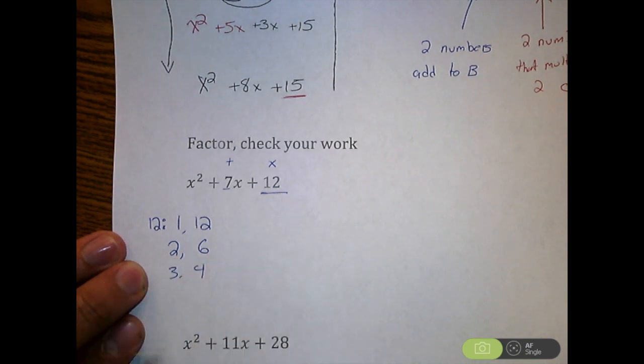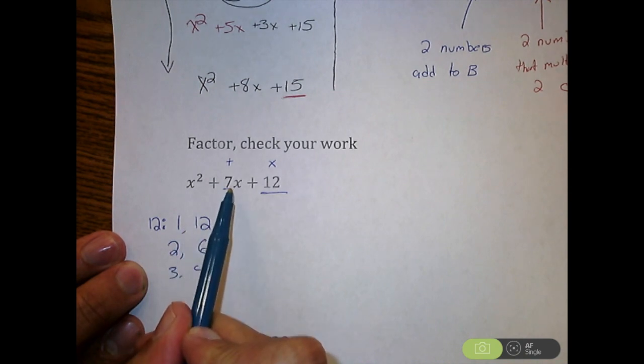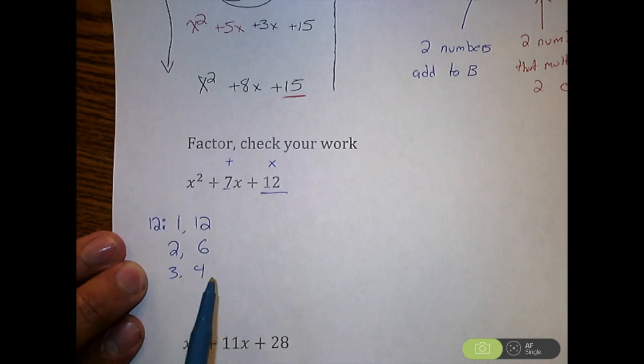I need those two numbers to also add to 7. So 1 and 12, that's not going to add up to 7. 2 and 6, that's not going to add up to 7. Oh, here we are. 3 and 4 will add to 7.